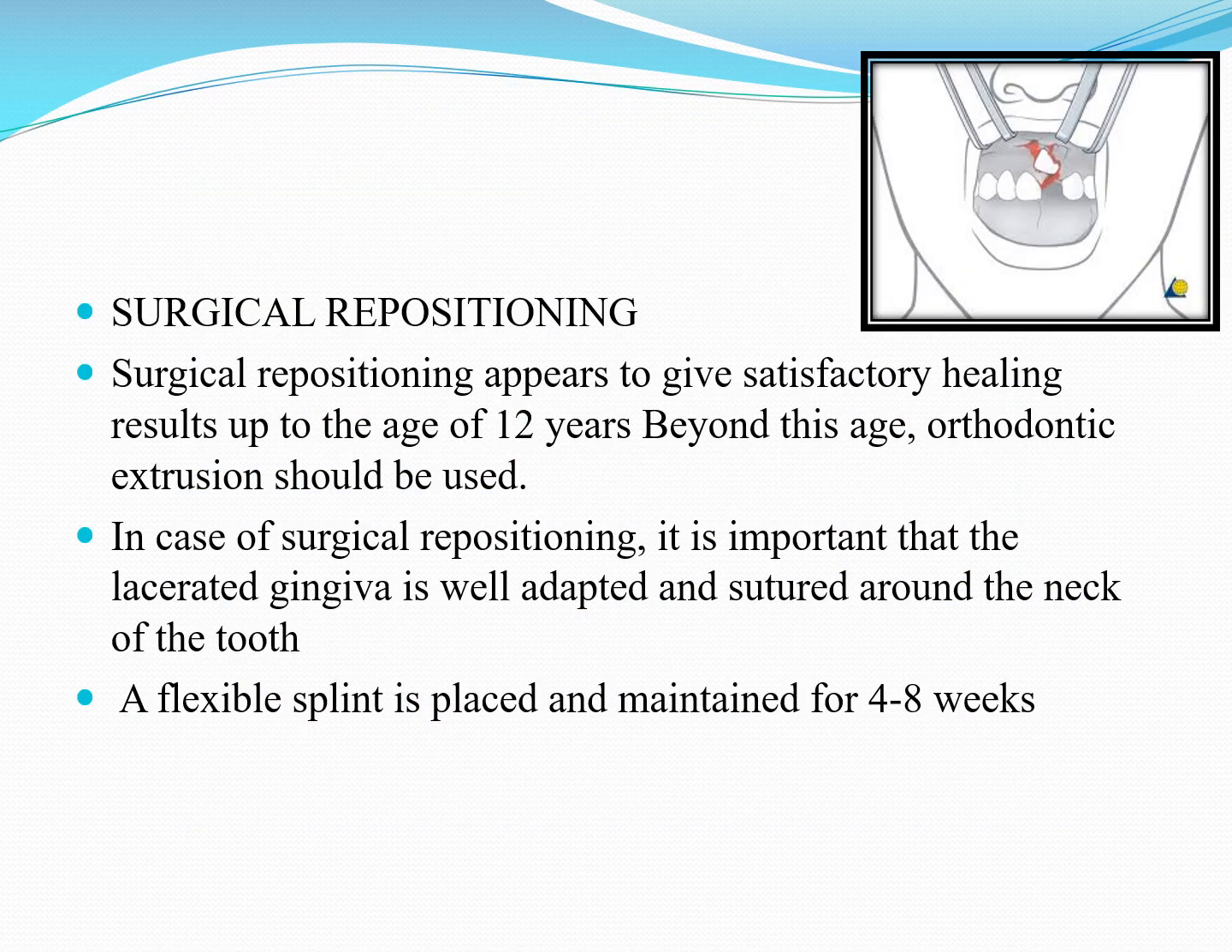Another option is surgical repositioning, and surgical repositioning appears to give satisfactory healing up to the age of 12 years. After 12 years, it's better to go with orthodontic extrusion. In case of surgical repositioning, it is important that the lacerated gingiva is well adapted and sutured around the neck of the tooth. And a flexible splint should be placed and maintained for 4 to 8 weeks.